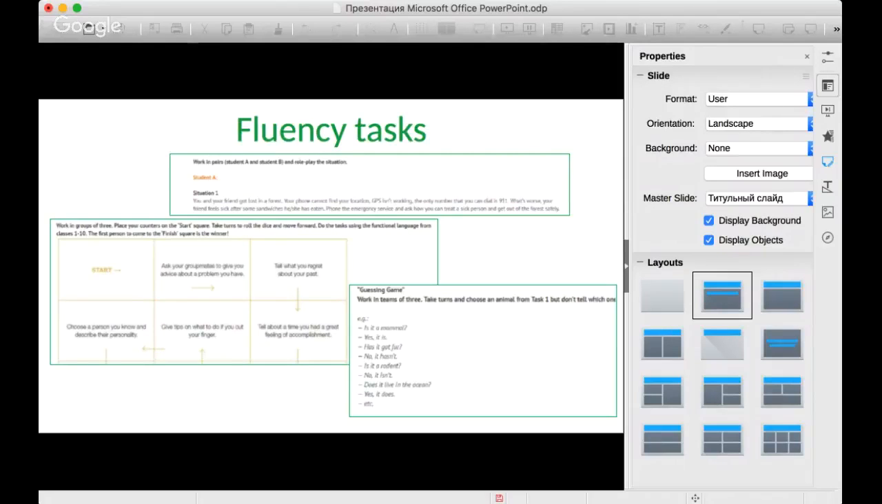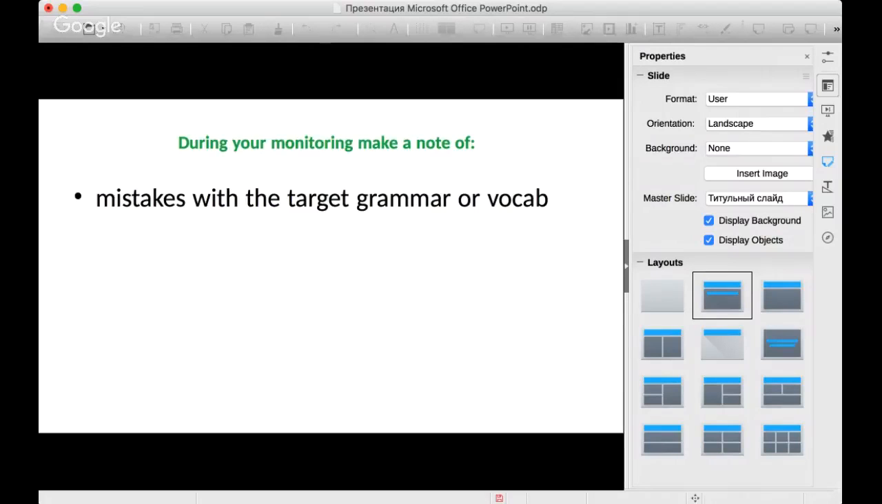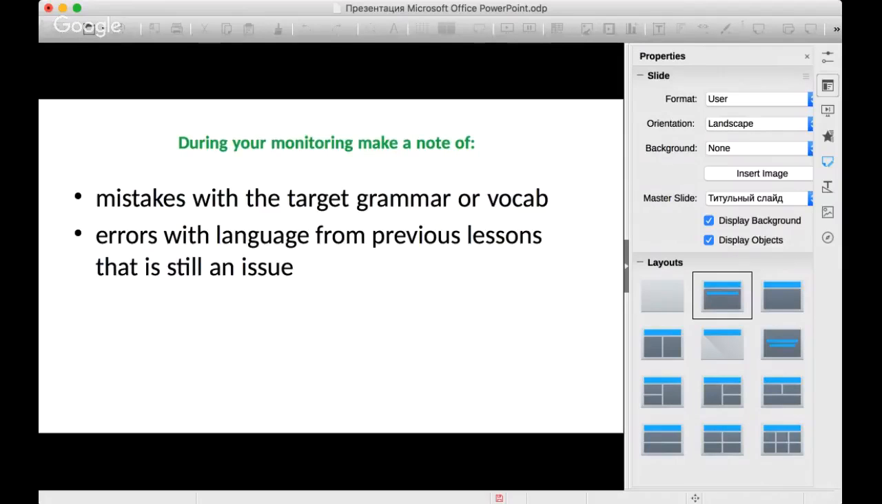When you know that your students are working on fluency, and you need to correct their mistakes not on the spot but after, then you need to follow some procedure, and you need to start making notes of what your students are saying, if you hear some mistakes, of course. So what you need to make notes of. The first one is mistakes with the target grammar or vocabulary. So if you are learning present simple, try to note only the mistakes that are connected with the usage of present simple. Then errors with language from previous lessons that is still an issue.